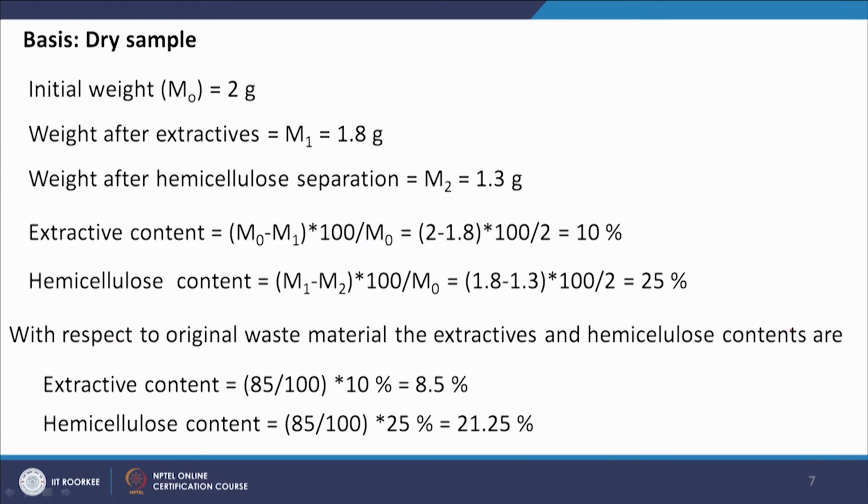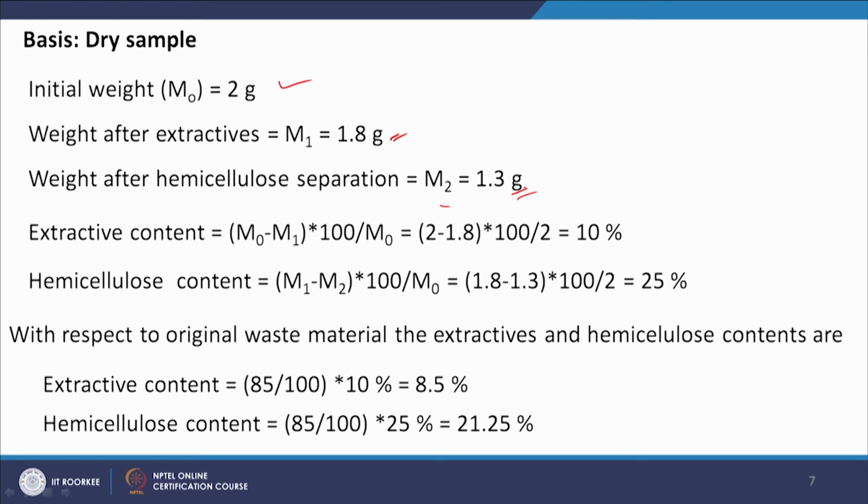So, initial weight 2 gram it is given, weight after extractives is 1.8 gram it is given, because the first operation is related to the exclusion of the extractives. So, we are getting 1.8 gram. Now, weight after hemicellulose separation is also 1.3 gram, the second step which was given, that is to remove the hemicellulose. So, that is equal to 1.3 gram.